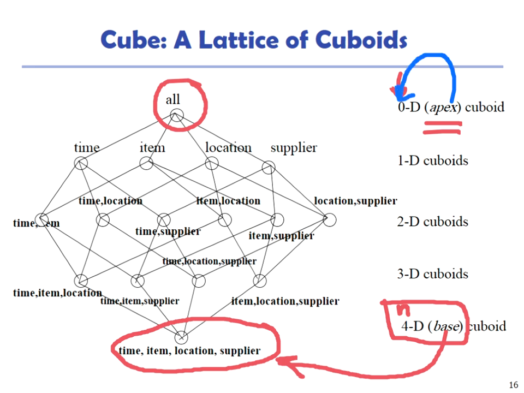So for the apex, 0, and for the base, not 4 but n in general, n. In this example 4, but in general n. N is the number of dimensions.